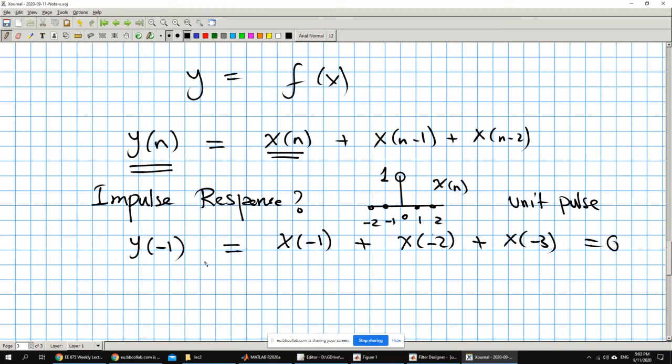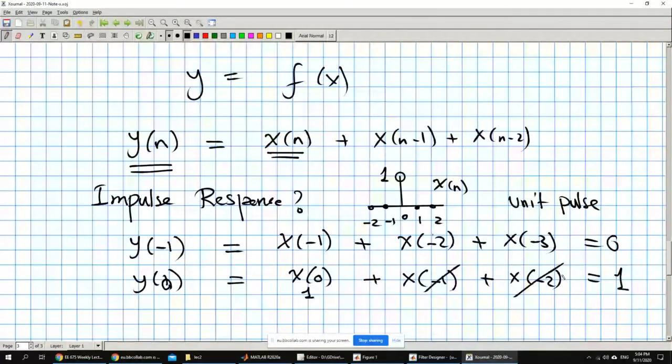Right. How about y of 0? That is x of 0, plus x of minus 1, plus x of minus 2. This is 0, this is 0, and this is 1. So it's going to be equal to 1.